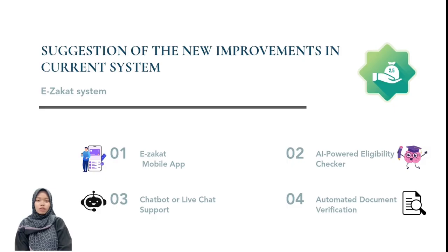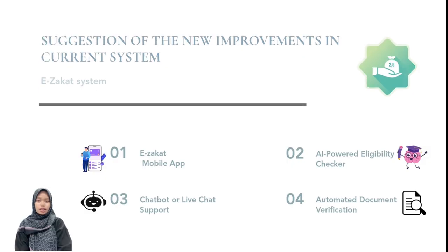Next, chatbot or live chat support. Add a chatbot to answer FAQs or assist students during the application process. Lastly, automated document verification, integrated with the student database to auto-check income, CGPA, or parent status.